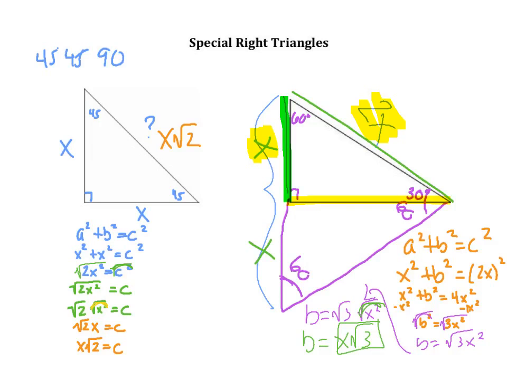So if I have a 30, 60, 90 degree triangle, the short side is going to be x, the hypotenuse is going to be 2x, and my longer side is going to be x square root of 3.